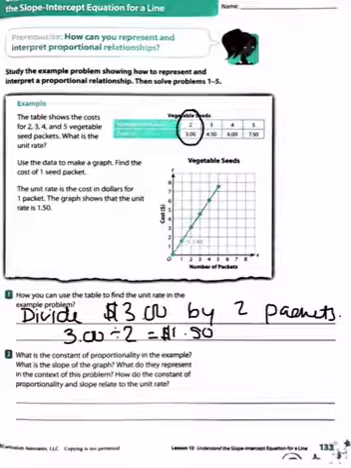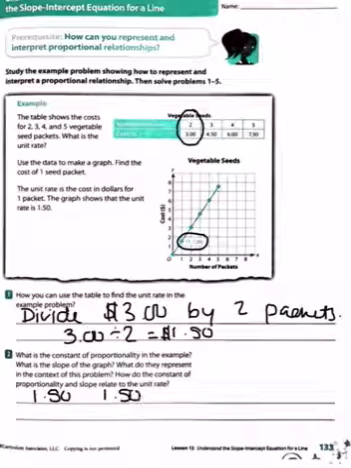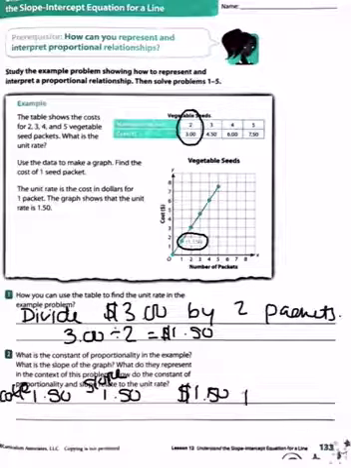Problem number 2. What is the constant of proportionality in the example? So the constant of proportionality is 1.50. You can see that in the graph where it says 1 and 1.50. It says, what is the slope of the graph? The slope is also 1.50. It says, what do they represent in the context? So in this context, it represents that it costs $1.50 per packet.